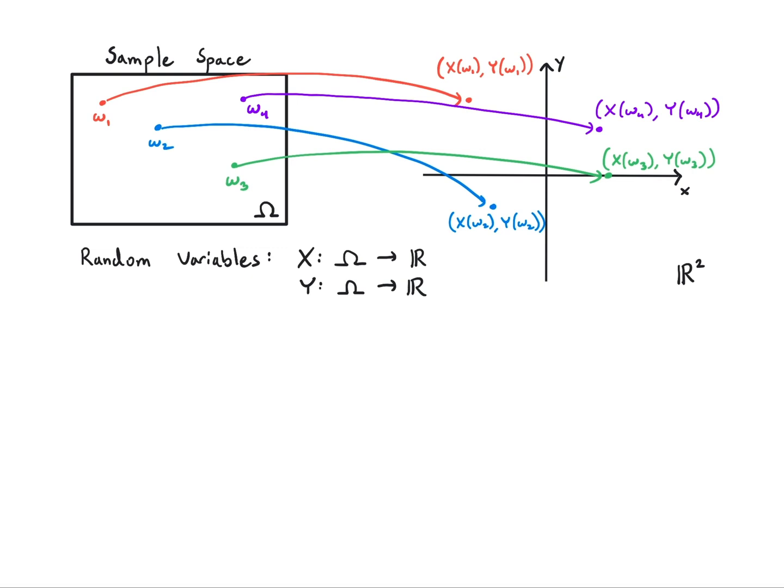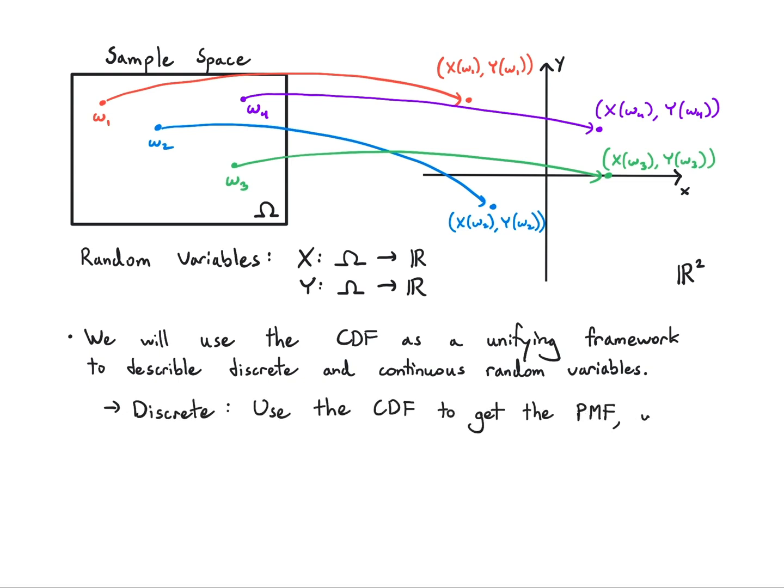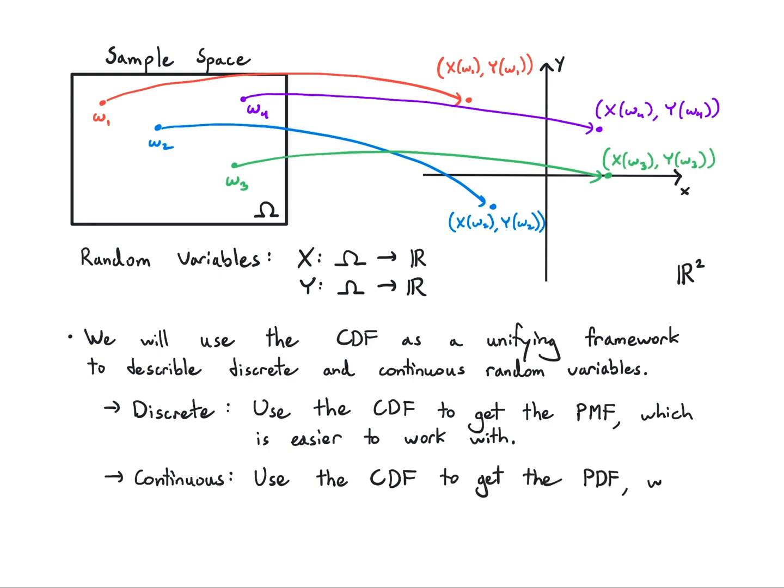And the way we're going to deal with this is with the CDF. So this is something we've done before. We need the CDF to hold together or unify discrete and continuous random variables. All right, and for a discrete random variable, we could use the CDF to get the PMF, which is an easier object to work with. And for a continuous random variable, we could use the CDF to get the PDF, which is also easier to work with.